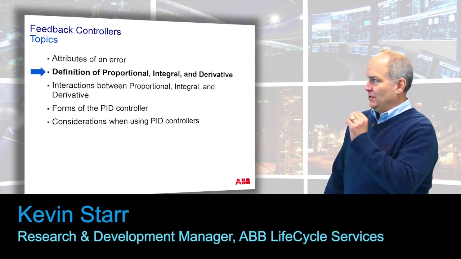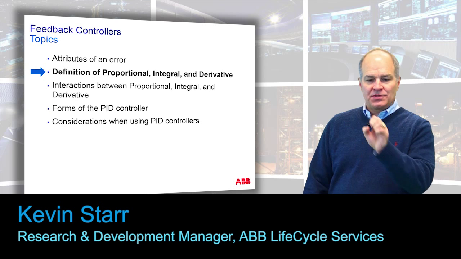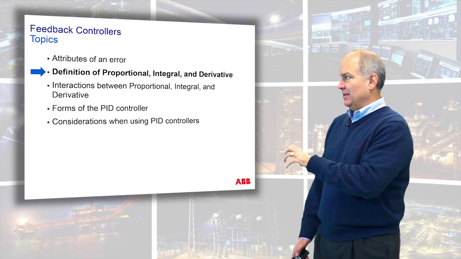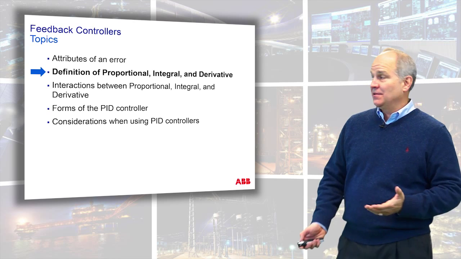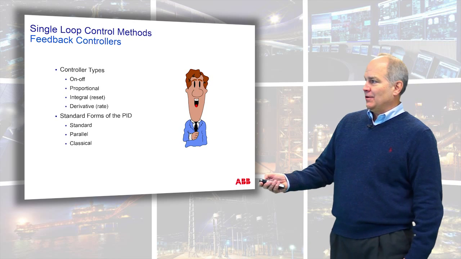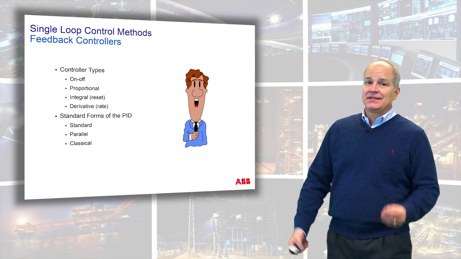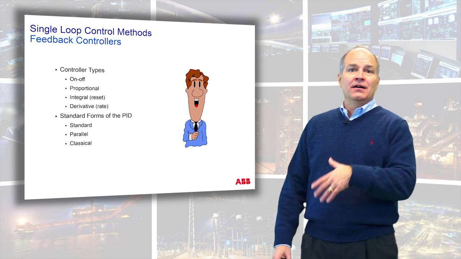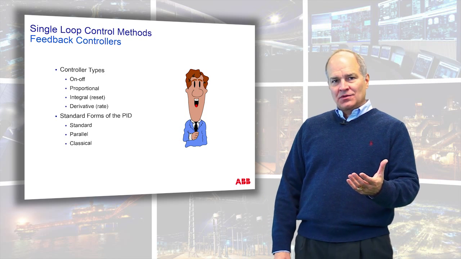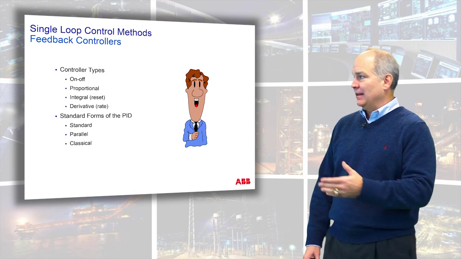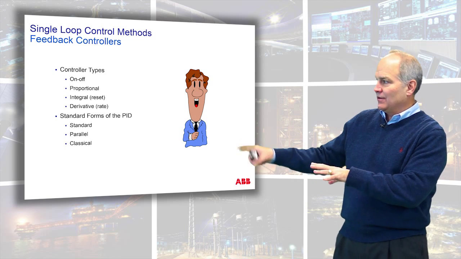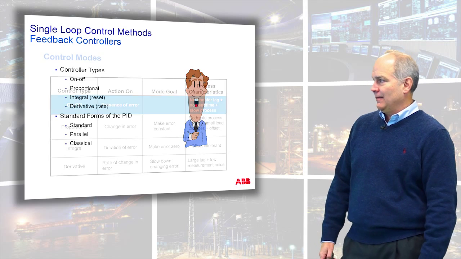Now we're going into the definition of proportional, integral, and derivative. That builds off of our last talk, which we talked about the attributes of the error. To do that, we're going to actually go clear back to a very simple control type, which is called on-off control. I'm going to talk about on-off control, then I'll talk about proportional, then integral, then derivative. And then the next talk will be the interactions and standard forms of the PID.